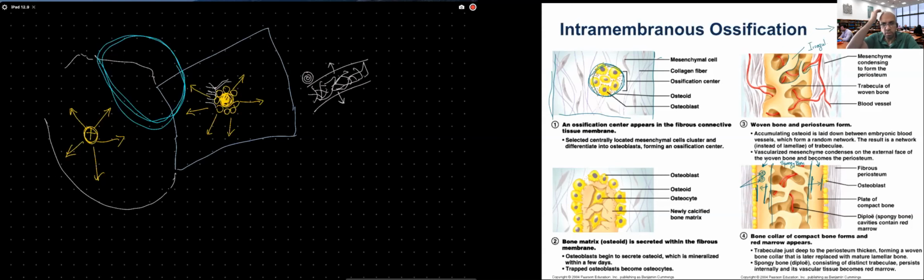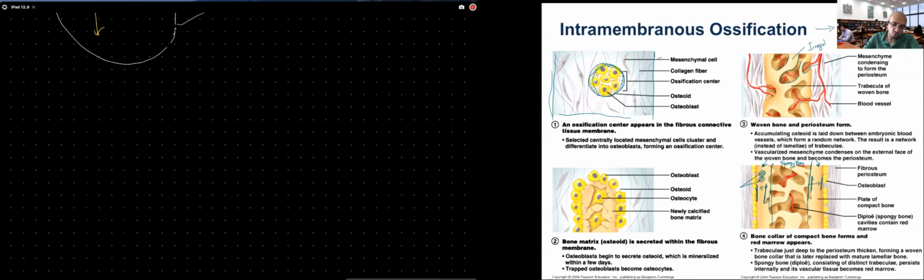Did you ever feel the soft spots on the head of a baby? Yes. What are those soft spots? Those are simply parts of the membrane that haven't been calcified yet, because you start at the center and you go peripherally, like this.